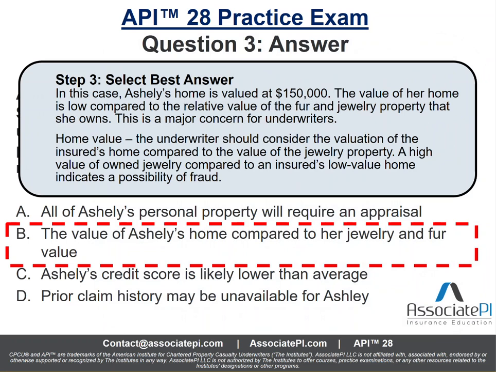These are all considerations that an underwriter must make every time they review an inland marine policy. So, based on those first two steps, the correct answer is the value of Ashley's home compared to her jewelry and fur value. If you go back and look at those six underwriting considerations, we can cross out a couple of the answers here.